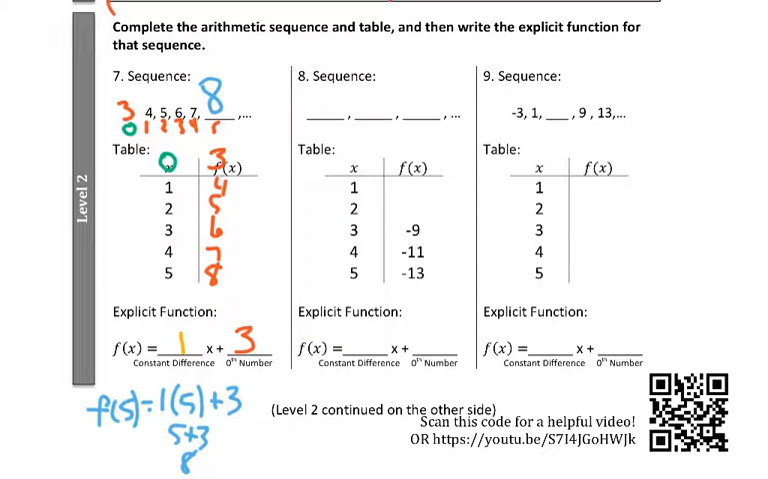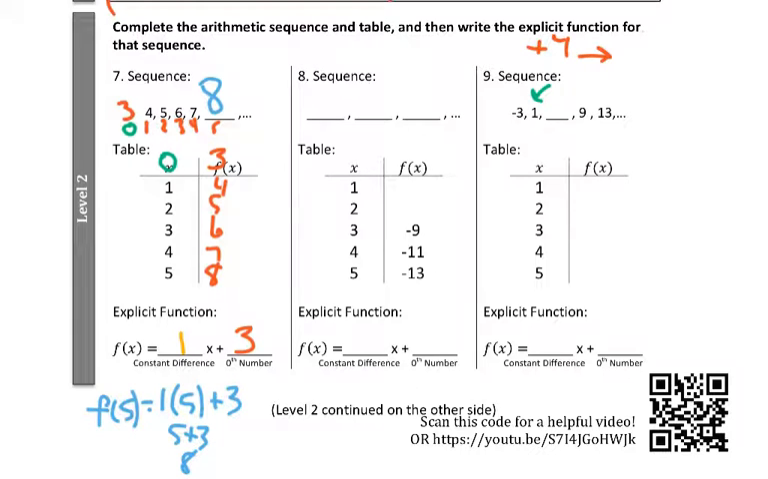Question 9 is a little tricky for some of you, but don't forget you've got your calculators to help you. If you don't know what we're adding to move this way, well, pick a number and subtract the number in front of it. So in your calculator, you could type 1 minus negative 3, and it will tell you a positive 4, because what's happening here is that we're adding 4 as we move this way in the sequence.